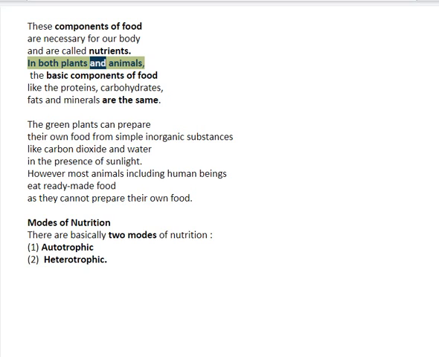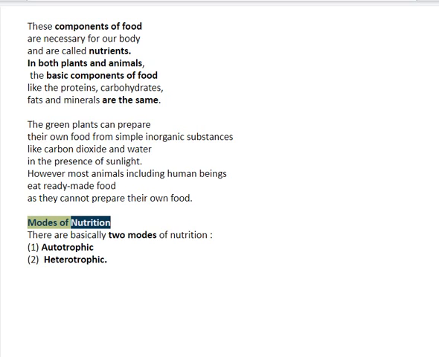In both plants and animals, the basic components of food, like proteins, carbohydrates, fats and minerals, are the same. The green plants can prepare their own food from simple inorganic substances, like carbon dioxide and water, in the presence of sunlight. However, most animals, including human beings, eat ready-made food, as they cannot prepare their own food.